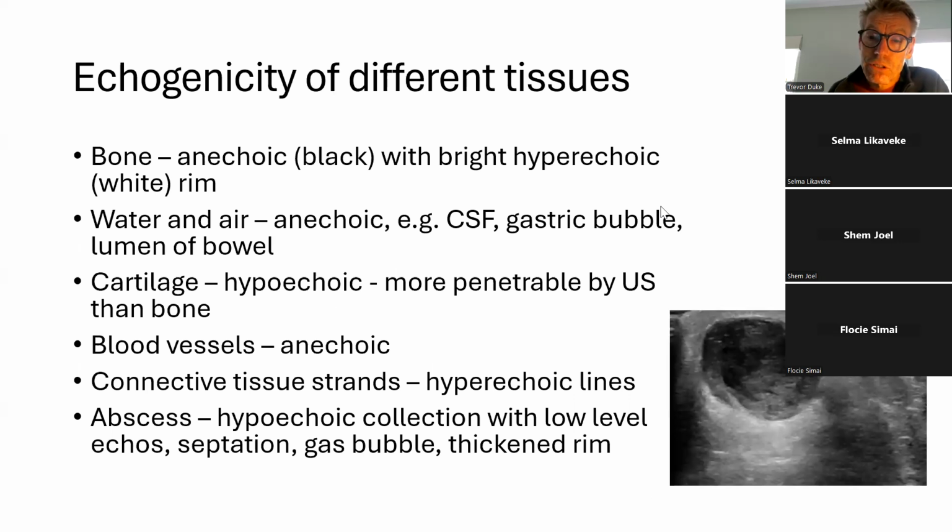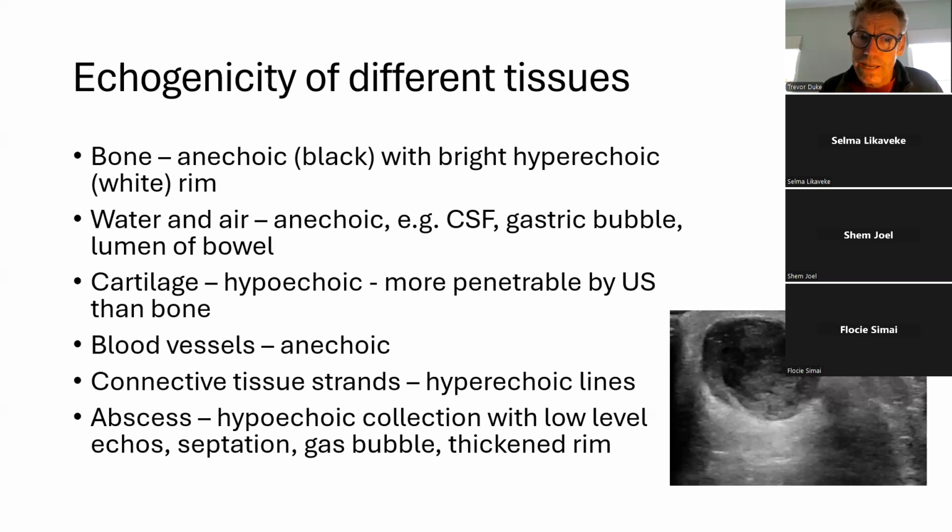There are certain tissues that have a characteristic echo color. And so, for example, bone is anechoic. Sound waves tend to bounce off it, but not pass through it at all and not bounce back. So they tend to be black. Bones tend to be black with a hyperechoic rim. That is, all the sound waves go around it rather than being reflected back.